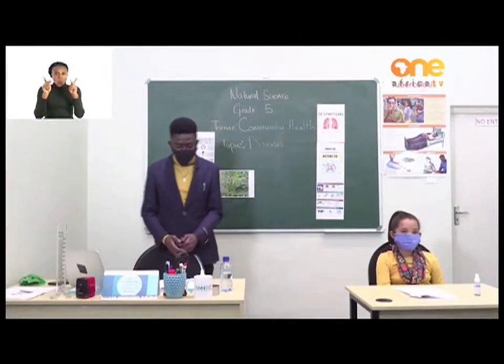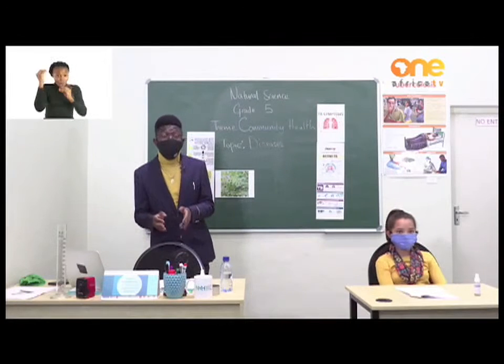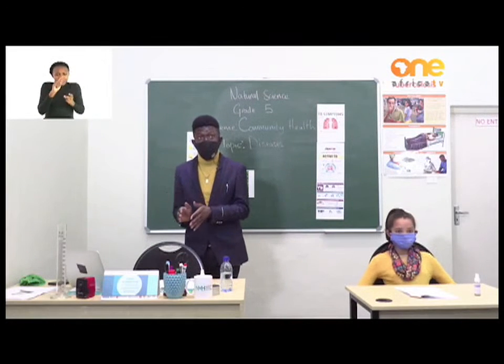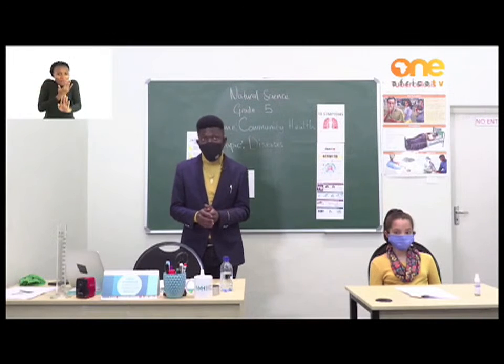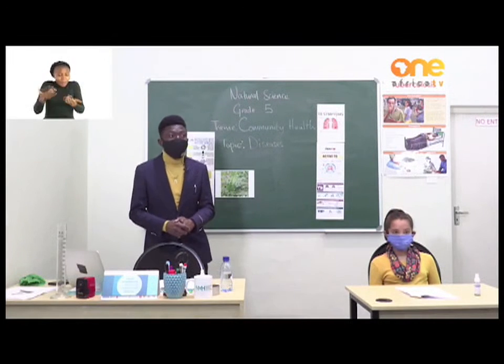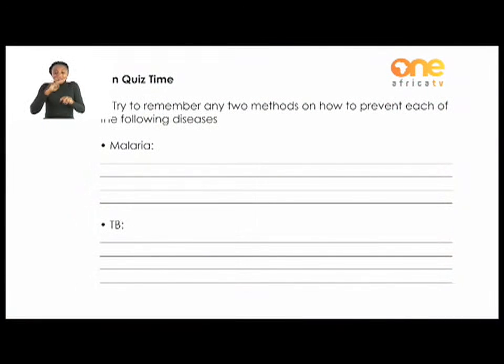Right. All right, grade 5s. Now that we have learned what is malaria, and we also learned what is tuberculosis and the ways to prevent these diseases, let us turn to page 22 for a fun quiz time. Question 1. Try to remember any 2 methods on how to prevent each of the following diseases. Number 1, malaria. 2, TB. Okay, please guys, try to do this on your own without looking at the answers. And if need be, you can ask someone, an adult at home, to assist you.